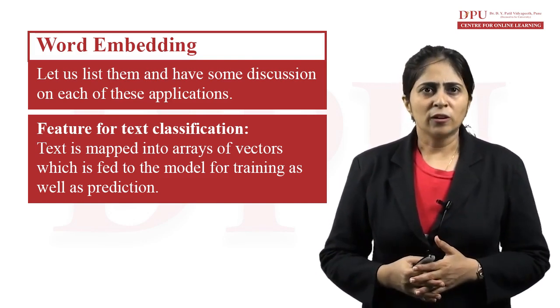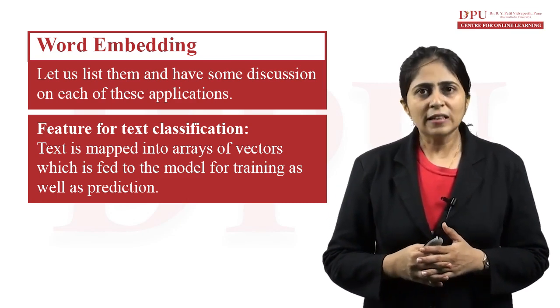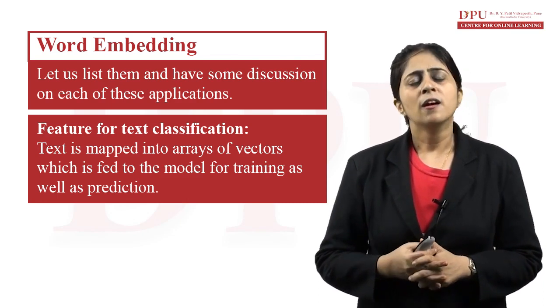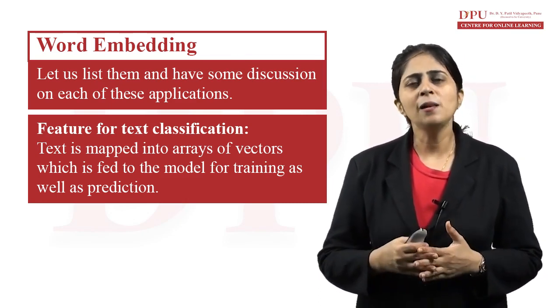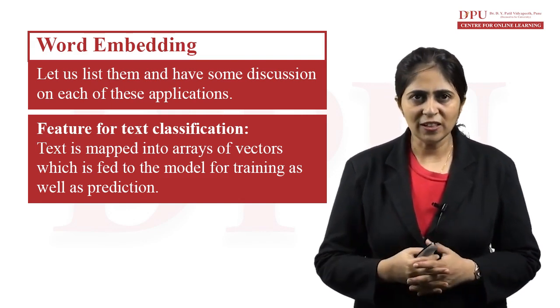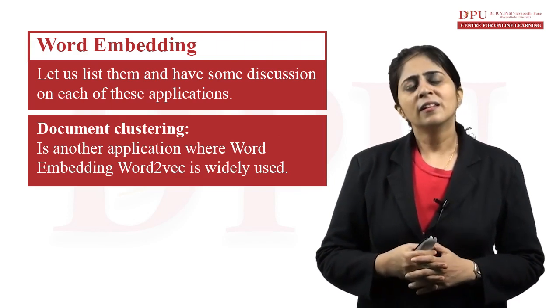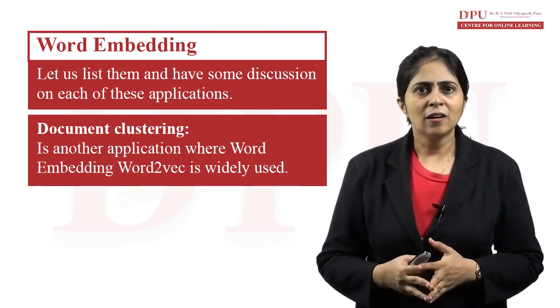Text-based classifier models cannot be trained on a string. So this will convert the text into machine-trainable form. Further, its features of building the semantics help in text-based classification. Next is document clustering. This is another application where we are using word embedding.